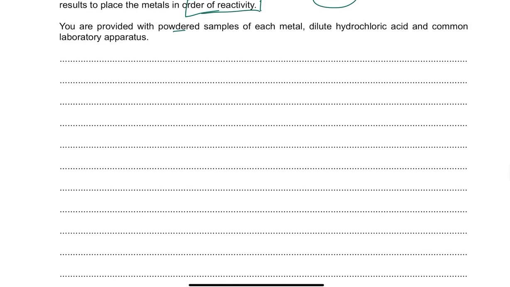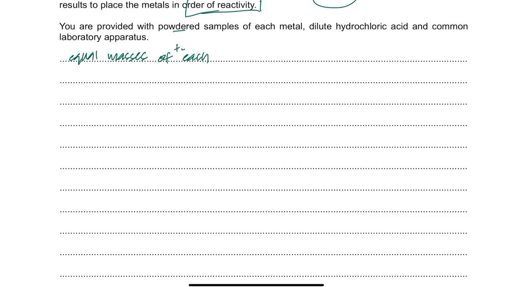The first thing is you say that at equal masses, dekho fair test hai na, to sare jo powdered form mein jo metal hai, sample hai, they should be at equal masses. So at equal masses of each metal, each at equal masses of powdered metal.